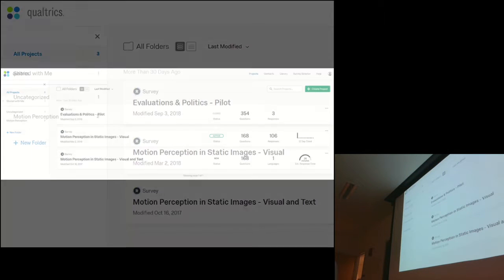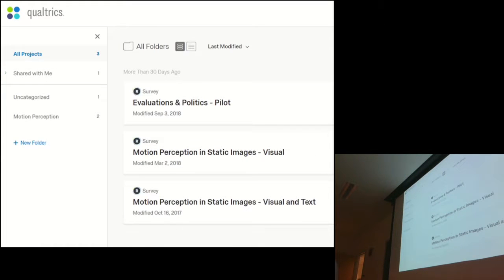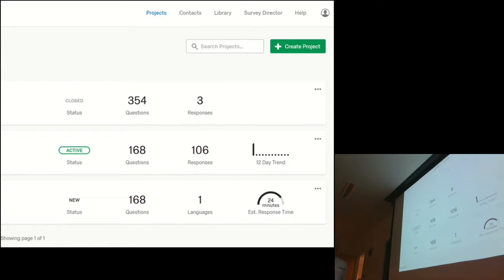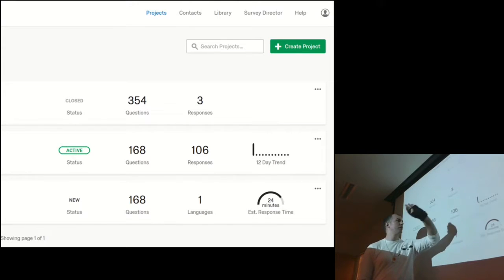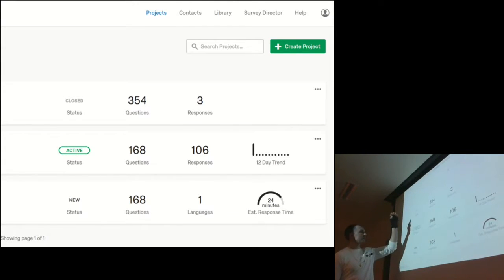All right, so you log in, and this is what my Qualtrics page looks like. So I currently have one active study, one study that just finished, and one other study that stopped a while back. But it has a nice listing of the projects you're working with. It gives you the status as well, and it lets you know how many people did this in the last 12 days, how many responses you have, questions, status, all this kind of stuff. So it gives you a lot of information in terms of who's participating.